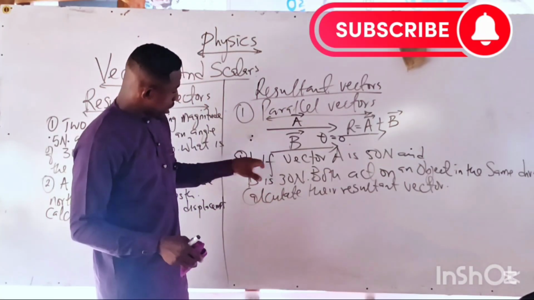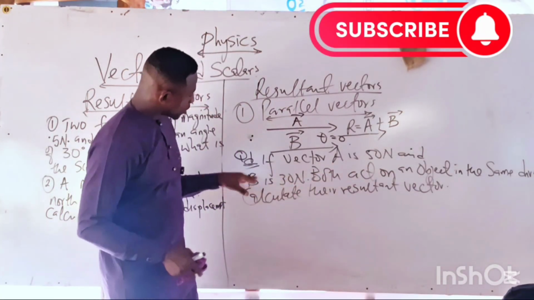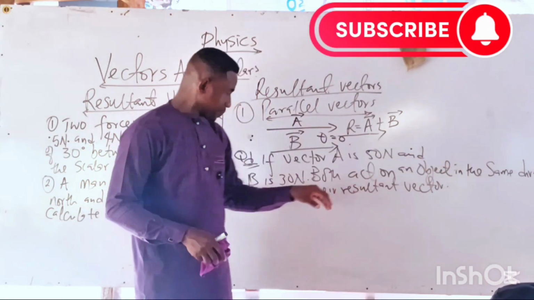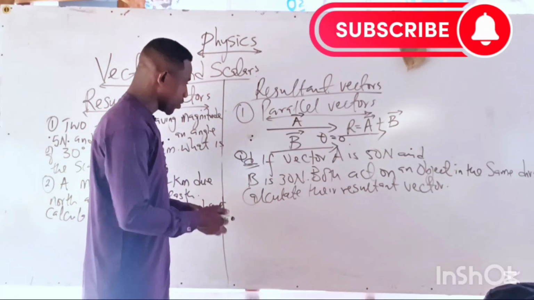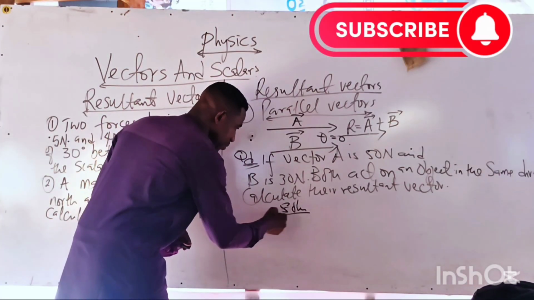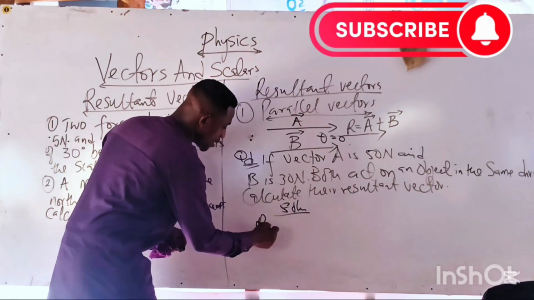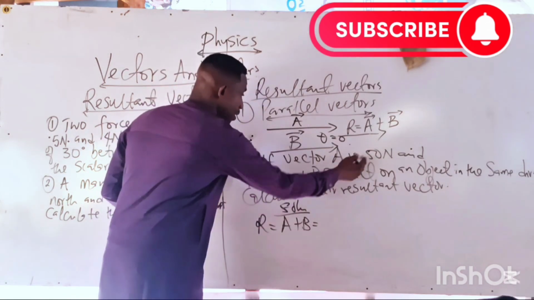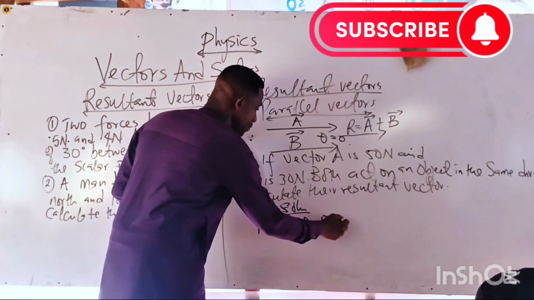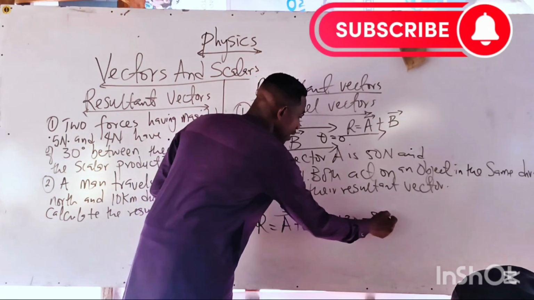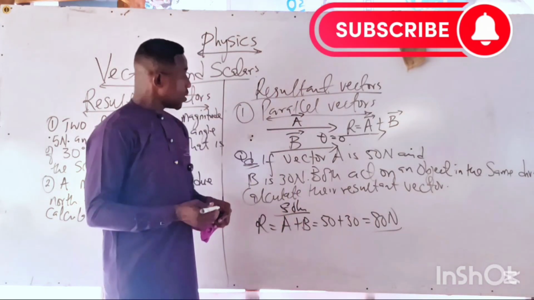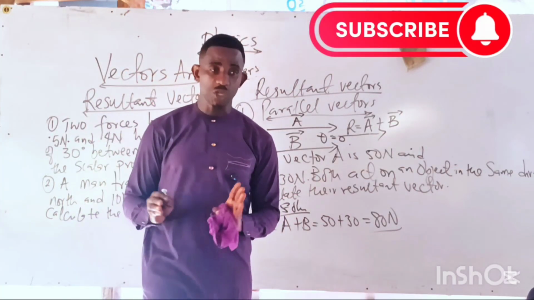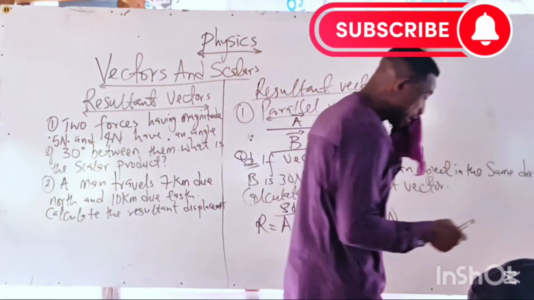Sum. So, if vector A is 50 Newton and vector B is 30 Newton, both acting on an object in the same direction, calculate their resultant vector. Solution: the resultant vector is equal to vector A plus vector B, right? Vector A is 50, vector B is 30, so 50 plus 30 is equal to 80 Newton. So this is how you calculate when two vectors are parallel to each other.